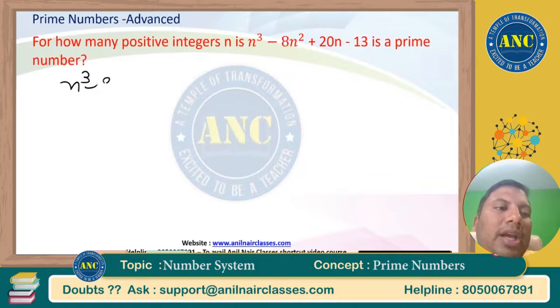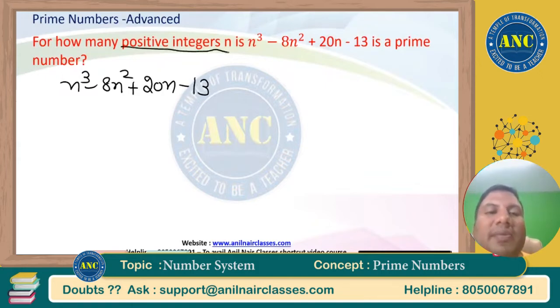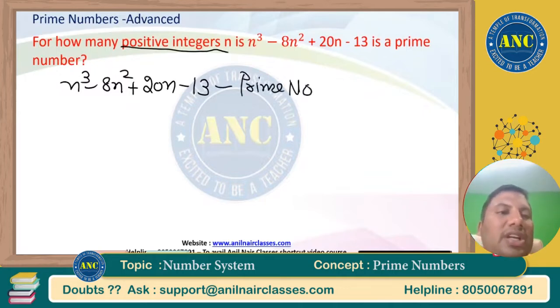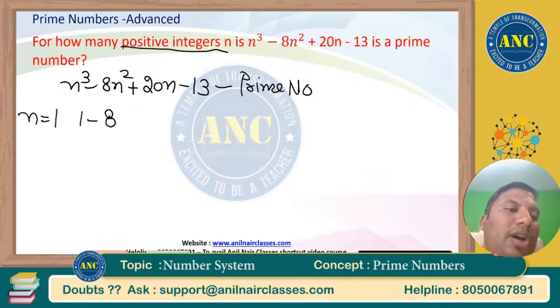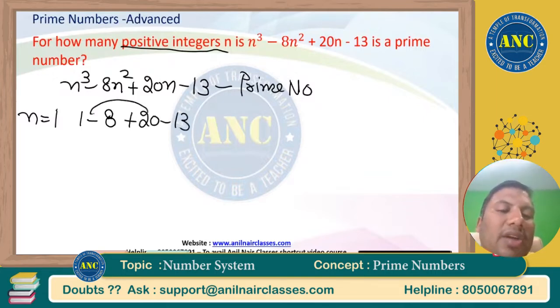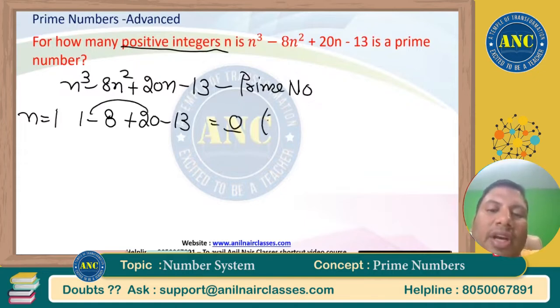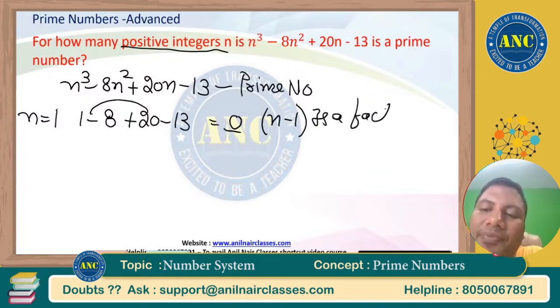N cube minus 8n square plus 20n minus 13. For how many positive integer values of n is this cubic expression a prime number? The lowest positive integer is 1. So if I substitute, 1 minus 8 plus 20 minus 13, 21 minus 21, it is 0. That means the remainder is 0, so n minus 1 is a factor of this expression.